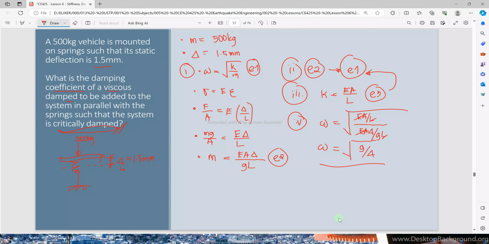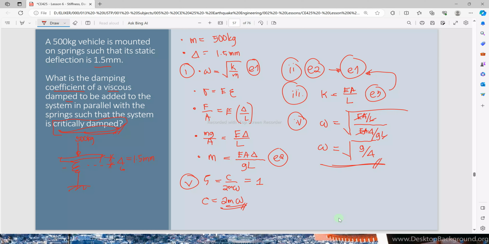So now, what do we get for omega? It is mentioned here that the system is critically damped. So what does critically damped mean? The damping ratio psi is equal to C over 2m omega. And the system is critically damped when the damping ratio is equal to 1.0, or when your damping coefficient is equal to 2m omega. So for critically damped, we use 2m omega.